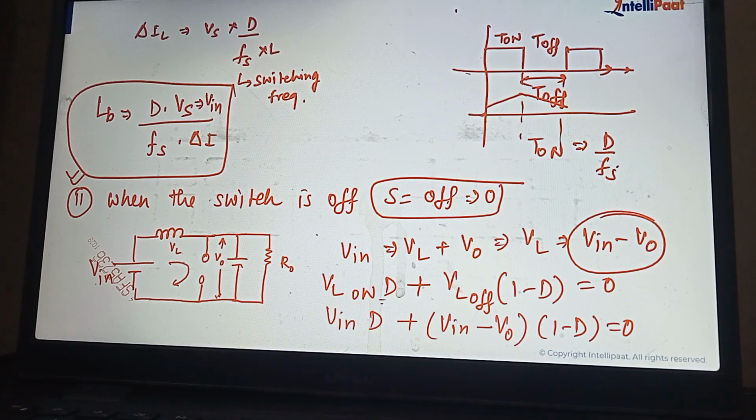Anyone who can tell me the ratio? So V naught can be written as V input divided by 1 minus D. So this is the operation of a converter, how this is taking place.